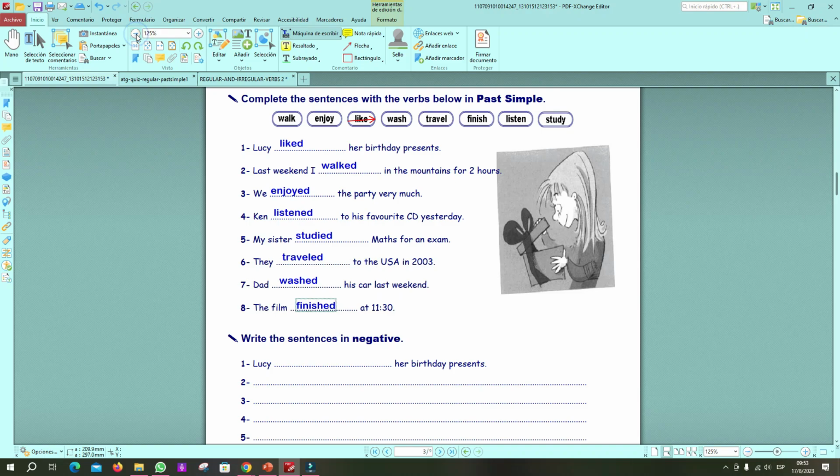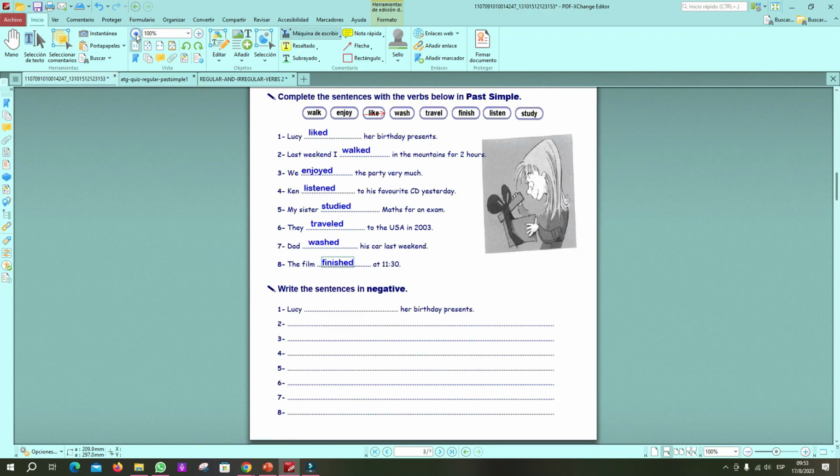Let's see. We're going to write the same sentences but in negative. What about this one, Mr. Ruben? The first one, Lucy, in negative? Like her birthday present. Lucy didn't like her birthday present. Thank you, Mr. Ruben. Mr. Abraham, number 2. Last weekend, I walked in the mountains for 2 hours.